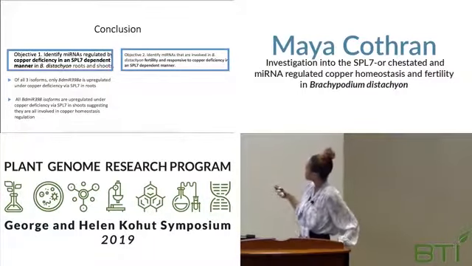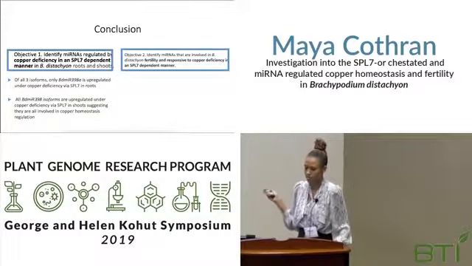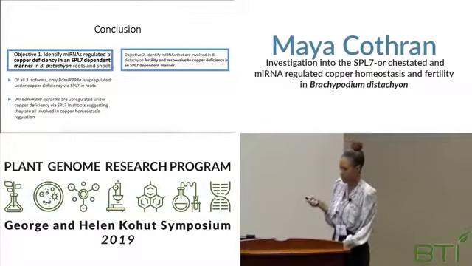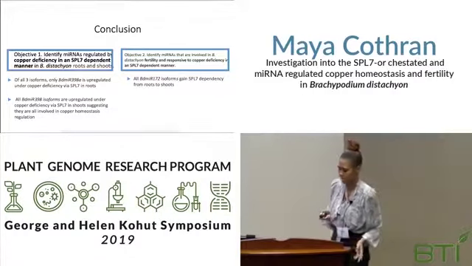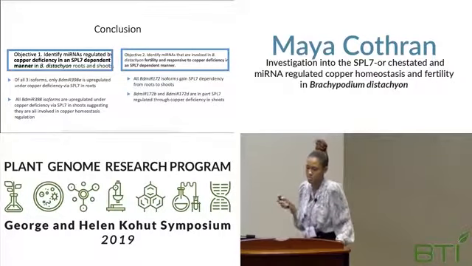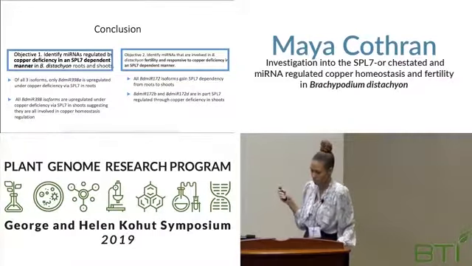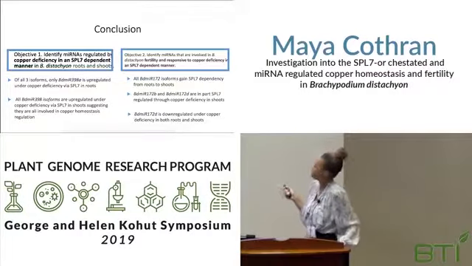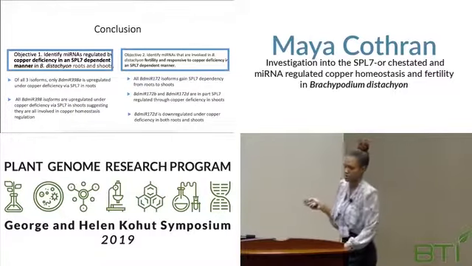So for objective 2, the microRNAs that are also involved in fertility and both copper deficiency, of all the isoforms do gain SPL7 dependency in shoots. However, they are not dependent in roots. And we see that both isoform B and D are SPL7 regulated through copper deficiency in shoots. And isoform D is downregulated in both roots and shoots.